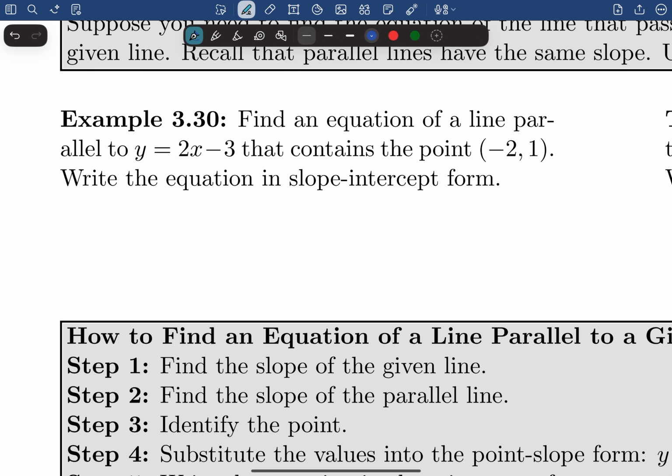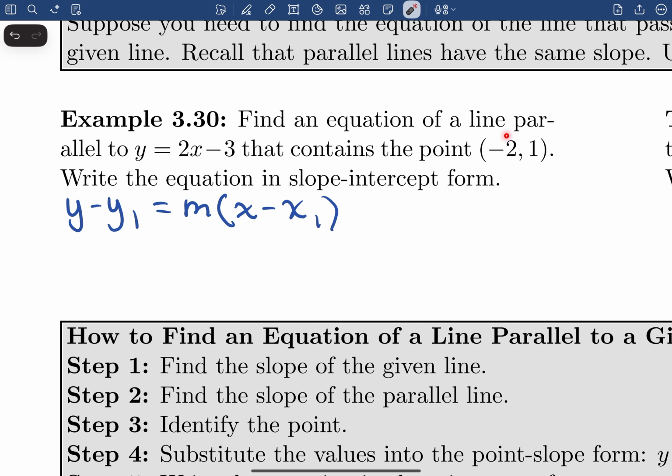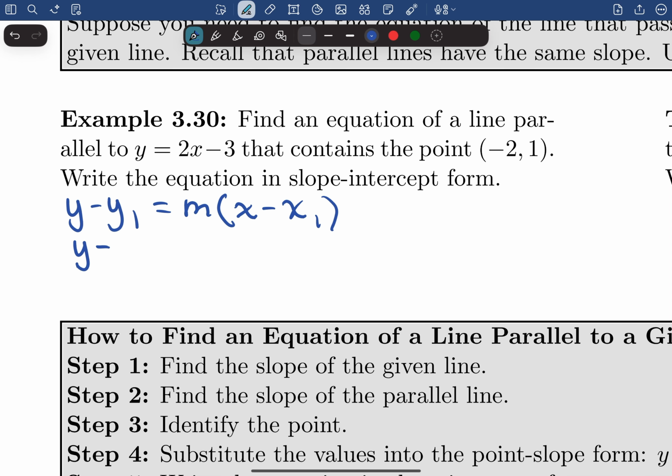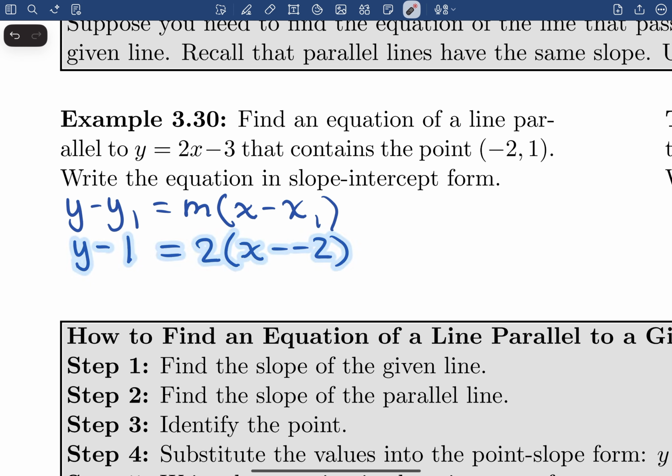So we can use point slope form, y minus y1 equals m times x minus x1. We'll plug this point in for x1 comma y1, and we will plug this slope in for m. Great, let's do it. Y minus 1 equals 2 times x minus negative 2. I have the minus sign of the formula, and then I have the negative value of x1.